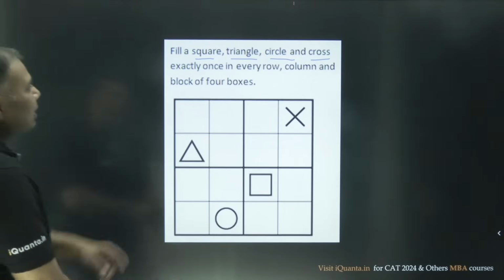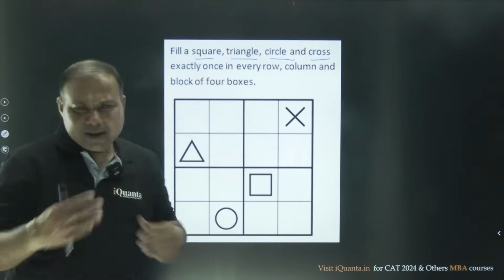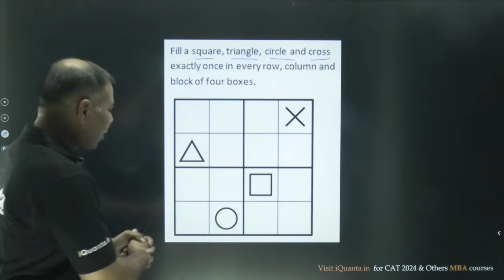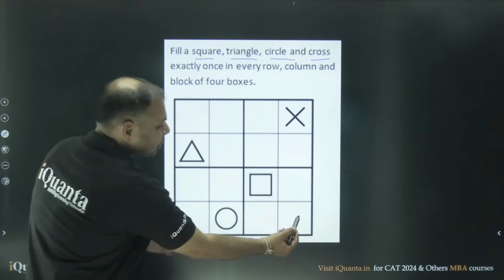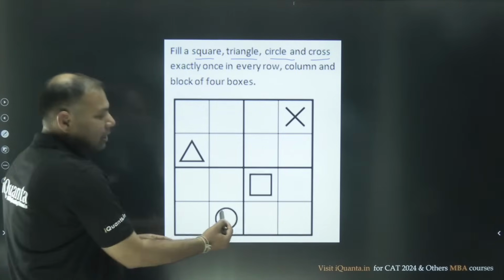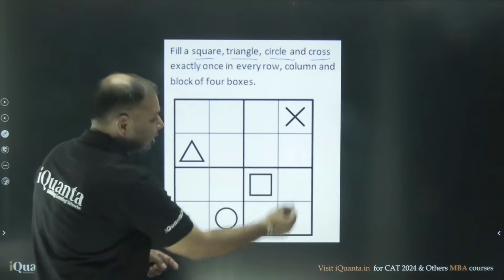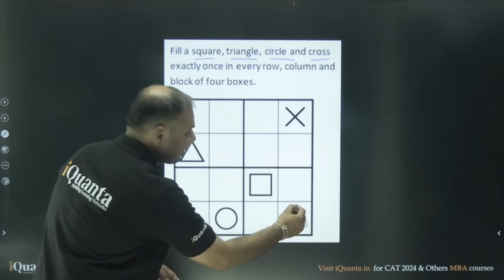So we were to fill square, triangle, circle, cross. Square, triangle, circle, cross. I'm filling in them now. Square, triangle, circle, cross. What will come here? Square is already there. Circle is already there. Triangle is remaining, cross is already there, right? So this is triangle. Good.